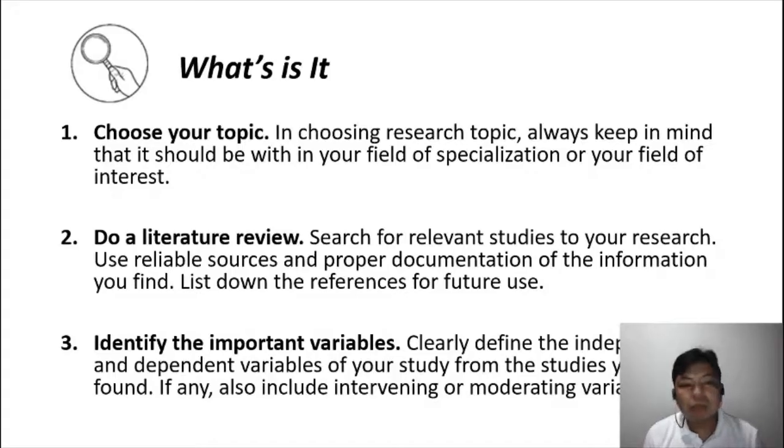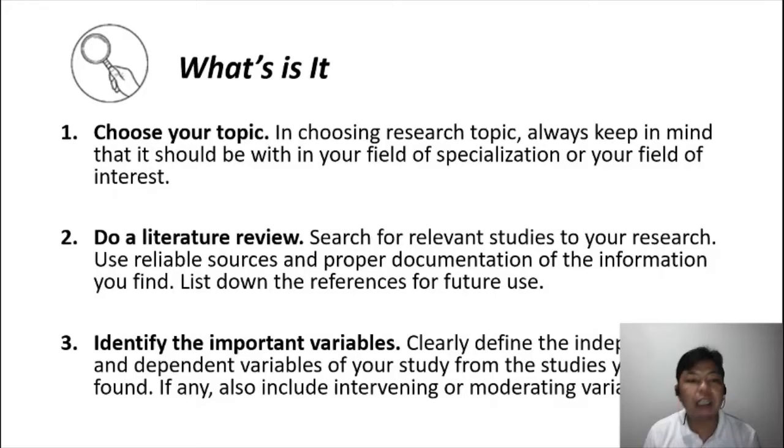Okay? Now, step 2 is do a literature review. Search for relevant studies to your research, use reliable sources and proper documentation of the information you find, list down the references for future use. So, why do we have to do a literature review? So, we do a literature review in order for us to build up our knowledge. Para mapalawak natin yung knowledge natin with regards sa topic na gagawa natin ng research natin. Even though na ang napili yung topic is within your field of specialization, there are still information that may be lacking. So, ito yung mga kailangan nating kuhanin.